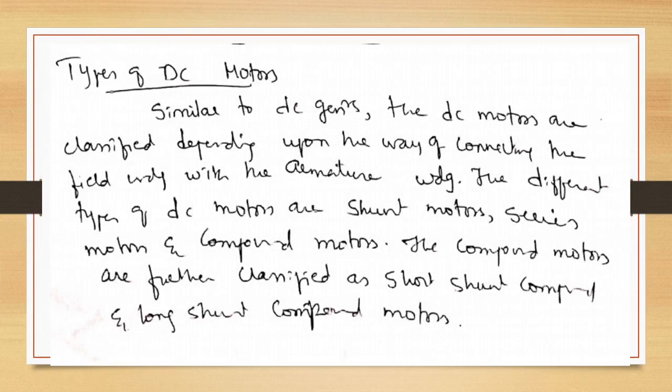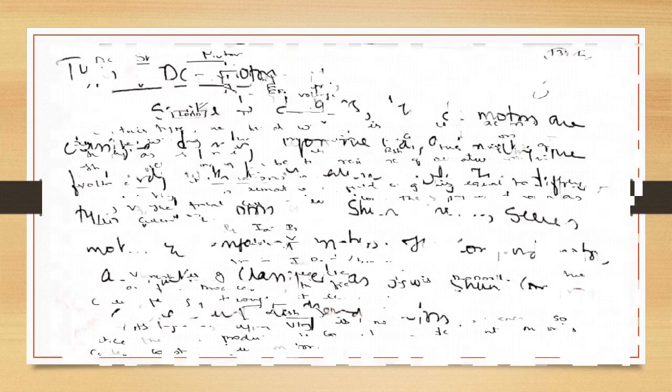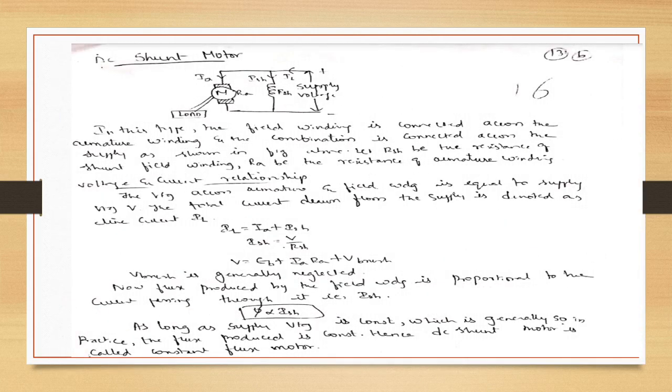Types of DC motors. Similar to DC generators, DC motors are classified depending upon the way of connecting the field winding with the armature winding. Different types of DC motors are shunt, series, compound. Compound motors are further classified as short shunt and long shunt. Another classification is cumulative compound and differentially compound. So let us see now DC shunt motor.